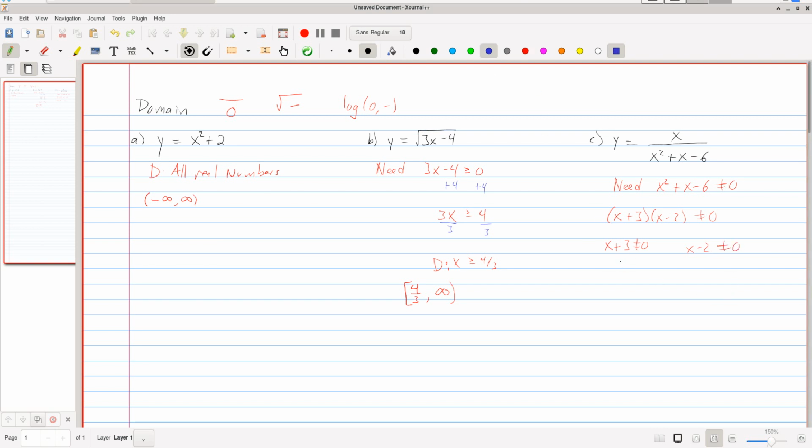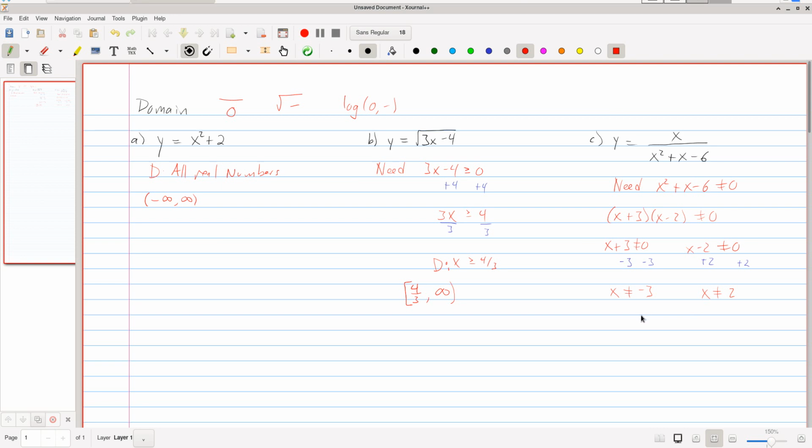Now each of these we will solve for x. For the first one, we subtract 3 on both sides, and this leaves us with x can't equal negative 3. If you look at the second one, we can add 2 on both sides. So on the left-hand side, the 2's cancel, and we're left with just x is not equal to 2.